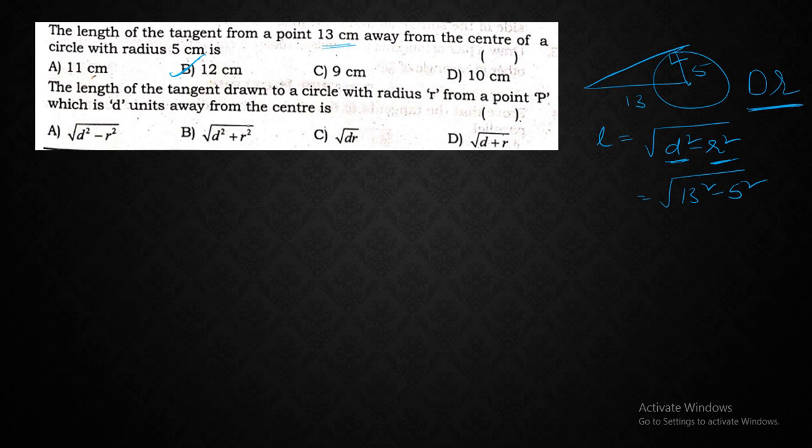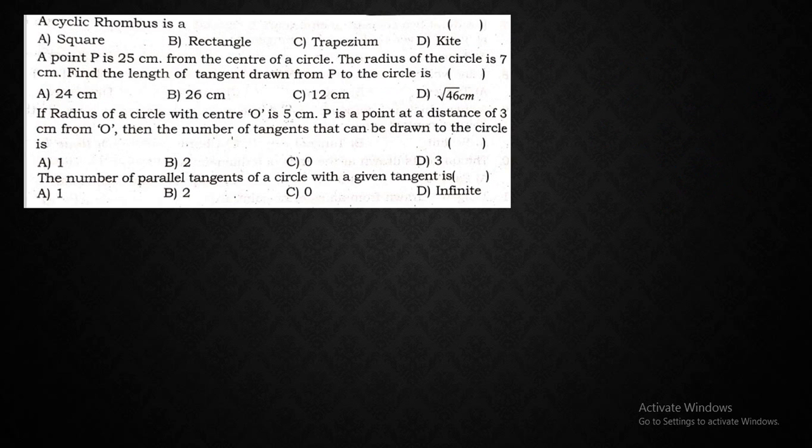Next, length of the tangent drawn to a circle with radius r from a point at distance d. So already we have discussed, the answer is square root of d square minus r square. So simply remember doctor. Okay. Next, moving on to one more question. A cyclic rhombus is a square. So just remember cyclic rhombus is a square, cyclic parallelogram is a rectangle.